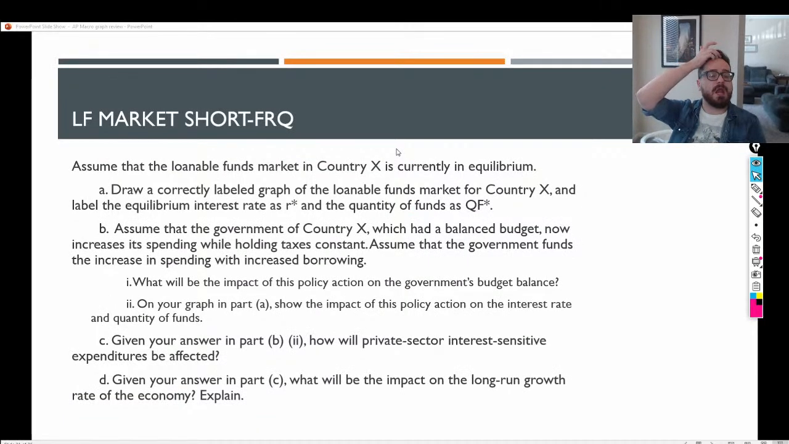Okay. Loanable funds market, FRQ. We are almost done. We have this one and the Forex market, and then we're done with all the graphs that you have to know, and then we get to the models and stuff. Okay. Loanable funds market in Country X is currently in equilibrium. It doesn't say long run equilibrium because there isn't a long run on this graph.